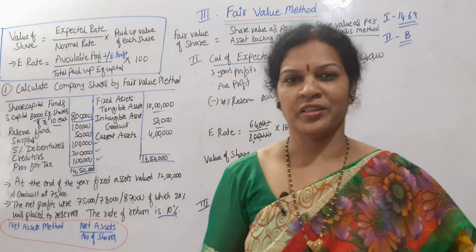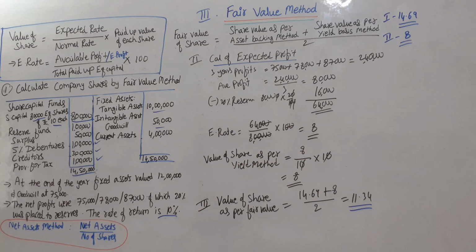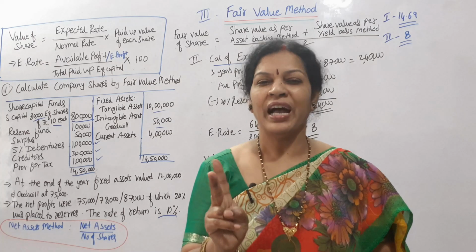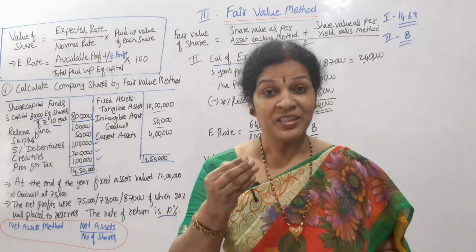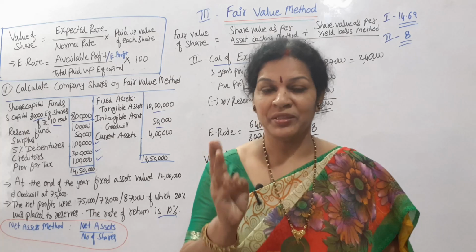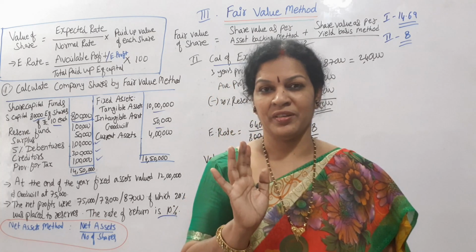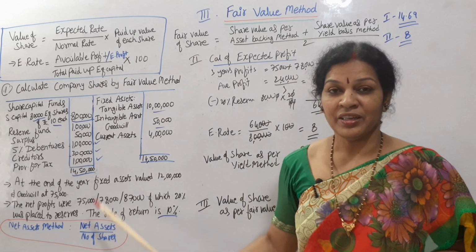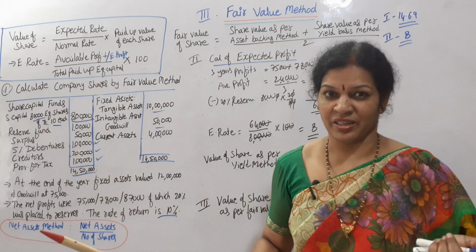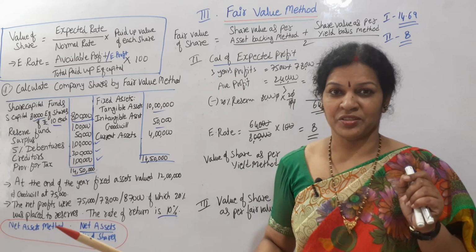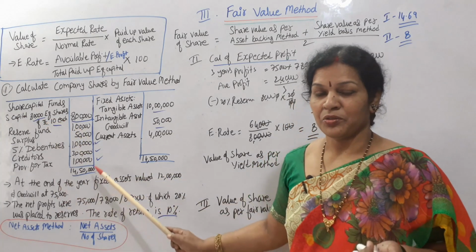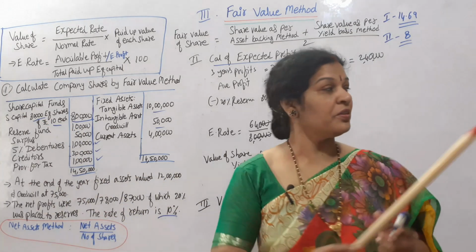Hope it is clear. First take a screenshot, then I will give you a recap once again. See, simple. If you understand asset backing method and yield method, the average of these two is the fair value method. That's all, nothing to worry. In one problem, we are going to work out asset backing method and yield method. As per the first method, asset backing method, formula is net assets by number of shares. Net assets, how do you get? Assets minus outsiders' liabilities. Then net assets divided by number of shares, which is here 80,000. So you got 14.69 as per the asset method.